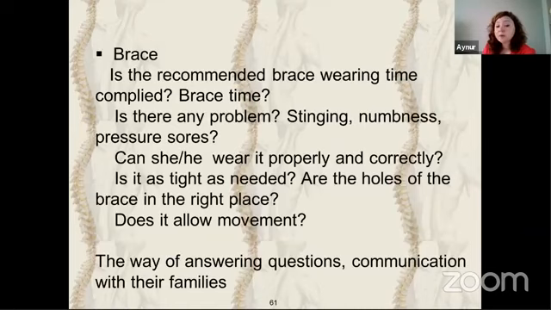For the brace, is the recommended brace wearing time complied with? Brace time. Is there any problem, stinging, numbness, pressure sores, or other problems? Can she or he wear it properly and correctly? We ask them. Is it as tight as needed? Are the holes of the brace in the right place? Does it allow movement? We observe the way of answering questions and communication with their families, because if the patient doesn't like you, he or she goes out and discontinues the treatment.